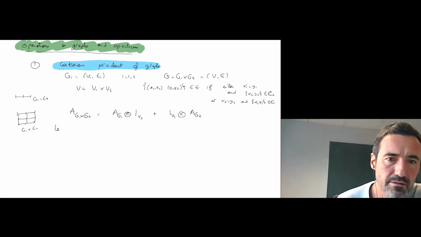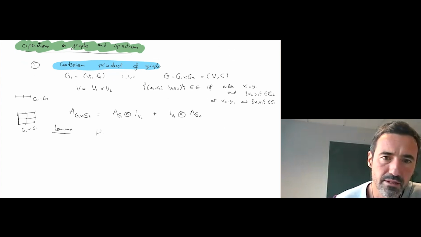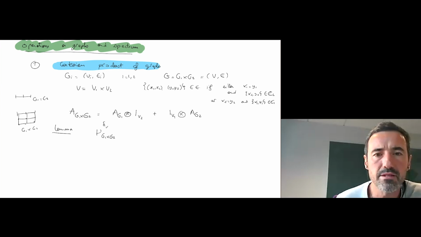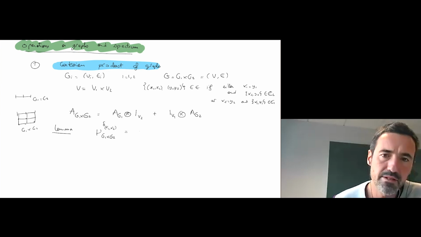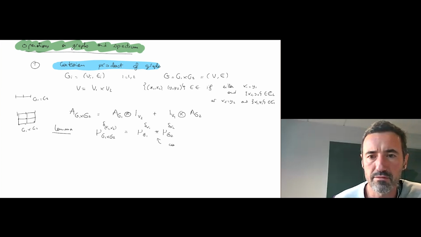And you have a lemma, which is easy to prove, that if you look at the spectral measure of the Dirac mass at (x1, x2), this is equal to the convolution between the spectral measure at x1 in the first graph and the spectral measure at x2 in the second graph, where this is the convolution of probability measures.